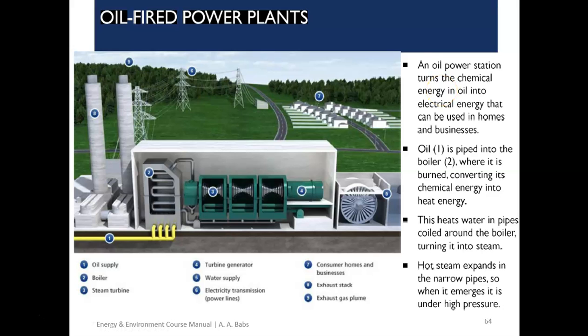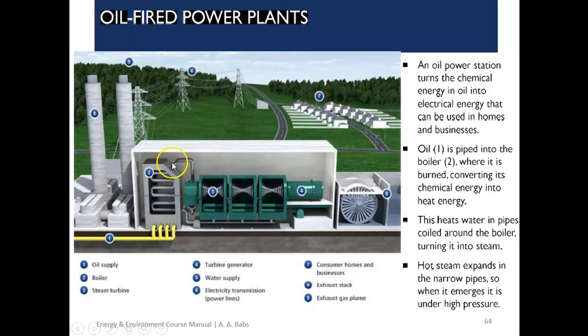This is an oil-fired power plant, and we are going to quickly look at exactly what happens. There are about 9 components in the oil-fired power plant. You should know all of these 9 components, you should know the functions of all these 9 components, and you should know where these 9 components are located on the power plant. Understand the process of converting oil to electricity.